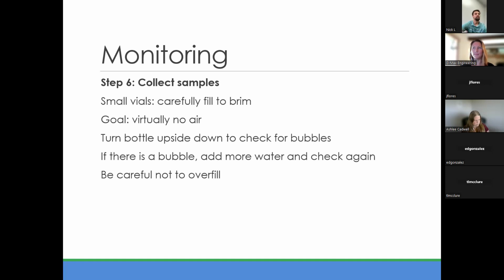So sample vials should be carefully filled to the brim. The little brown amber bottle should be filled with virtually no air. The rest of the bottles should be filled to the neck. You can check as far as the air goes: if you turn the bottle upside down, there should be a very small bubble that comes up to the bottom. But again, for most of the bottles that will be filled to the neck, that's less applicable.